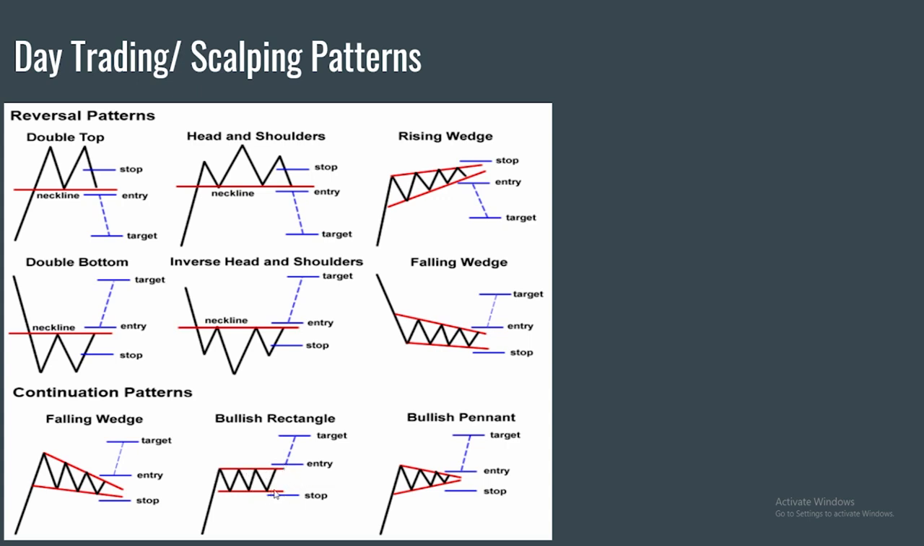You have to stop out here. You have to be quick cutting losses on some of these patterns, but you take a position here and you let it ride out once it breaks over this resistance. That's a bullish rectangle.